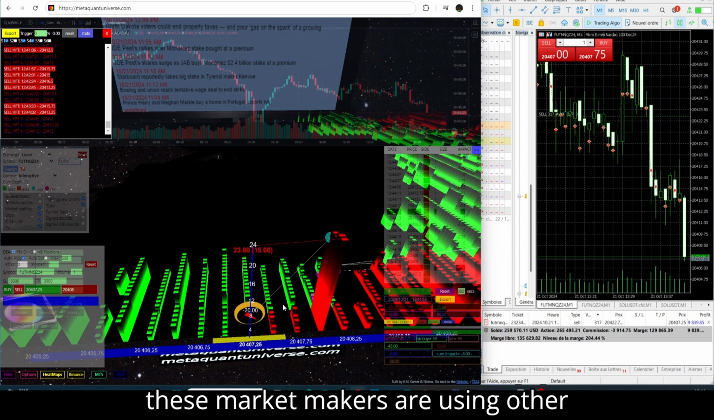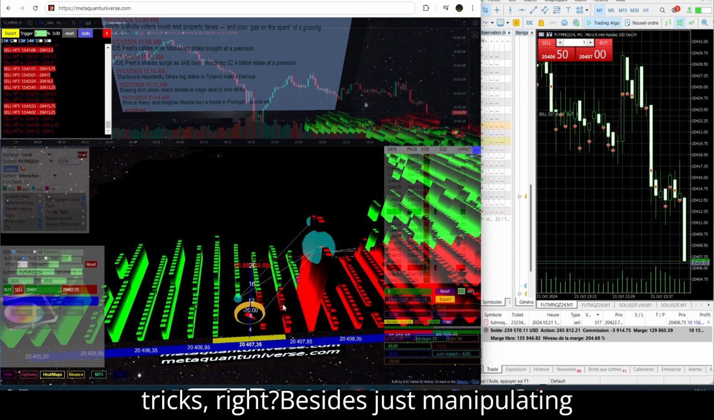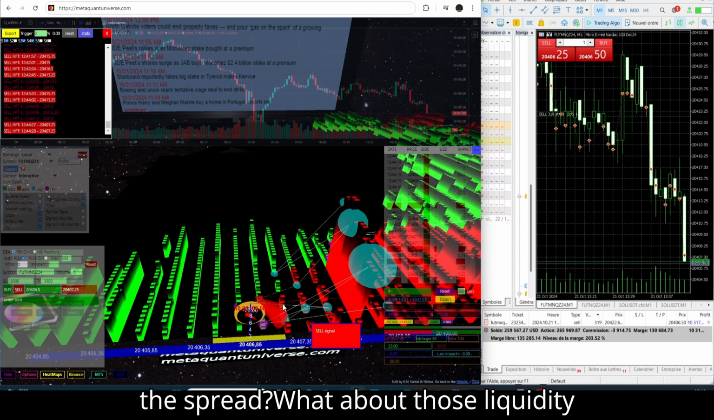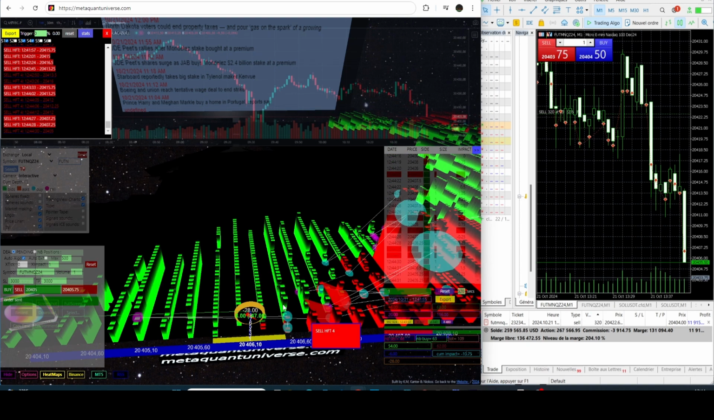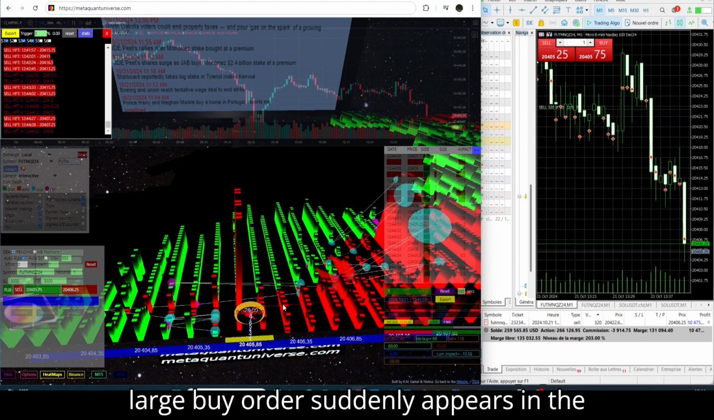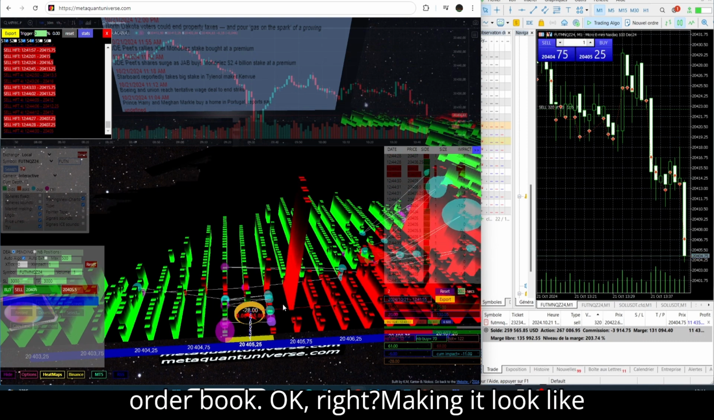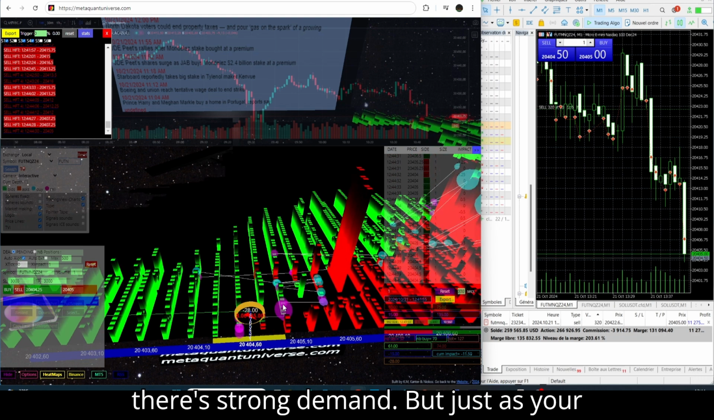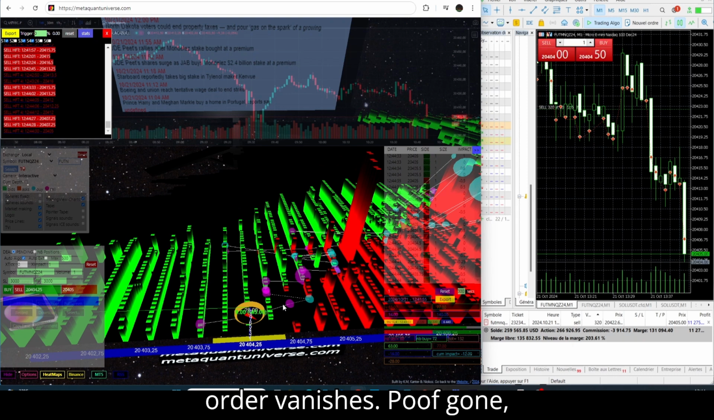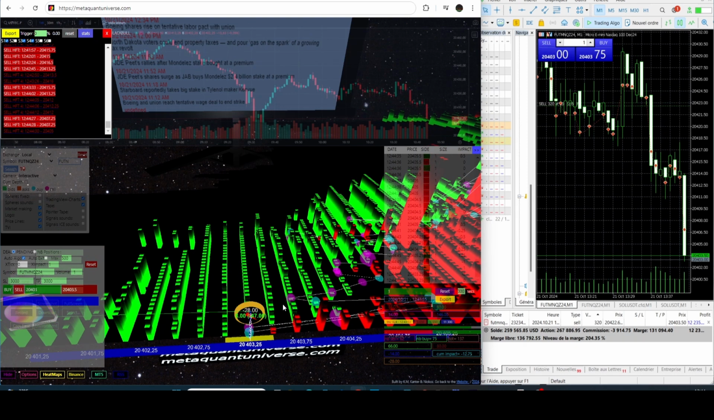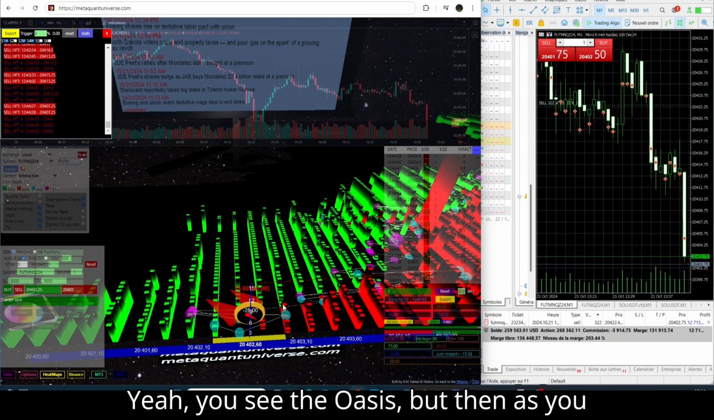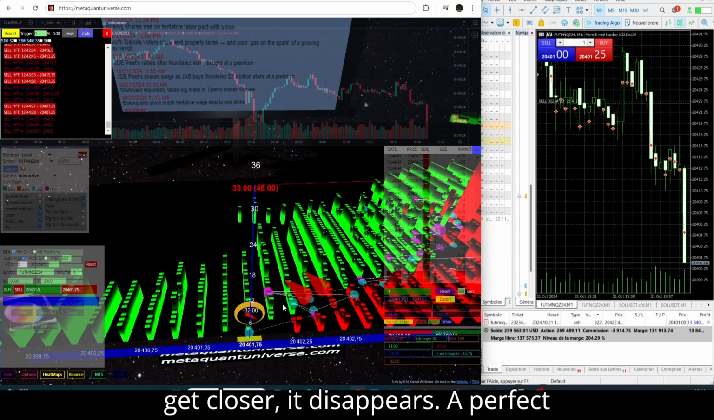But what if these market makers are using other tricks? Besides just manipulating the spread, what about those liquidity voids you mentioned earlier? Ah, yes, a classic tactic. Imagine a large buy order suddenly appears in the order book, making it look like there's strong demand. But just as your buy order is about to execute, that large order vanishes. Poof, gone, leaving you with a much less favorable price. It's like a mirage in the desert. You see the oasis, but as you get closer, it disappears.